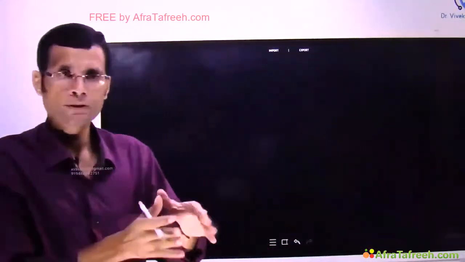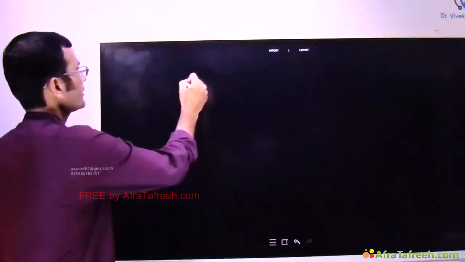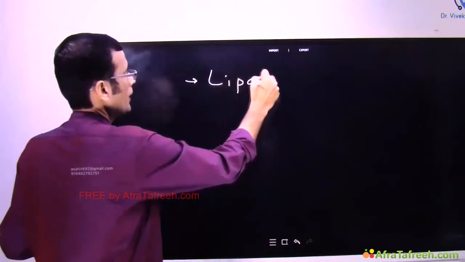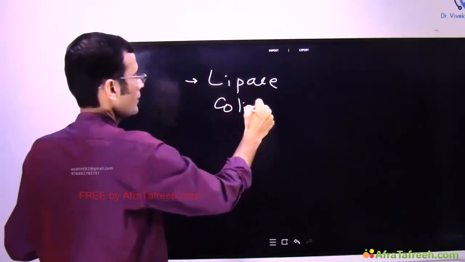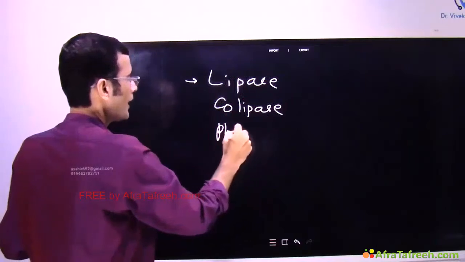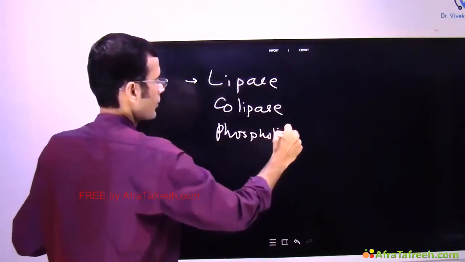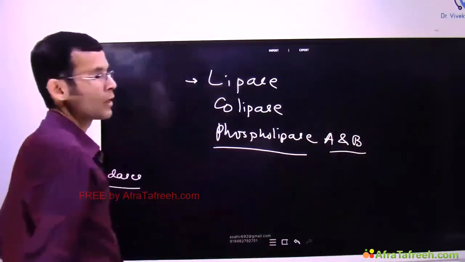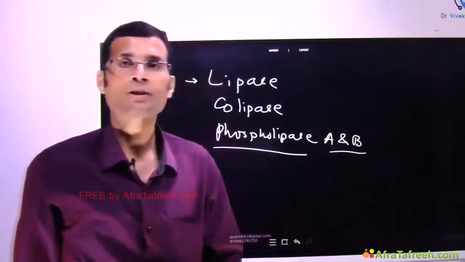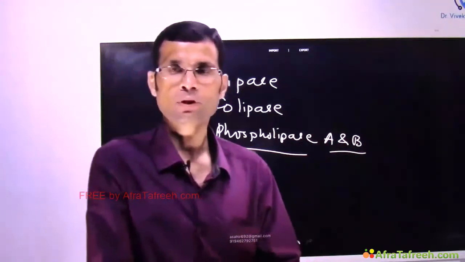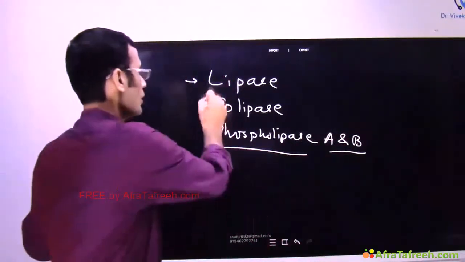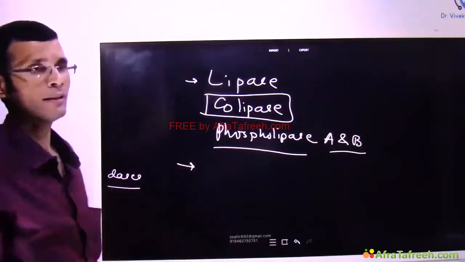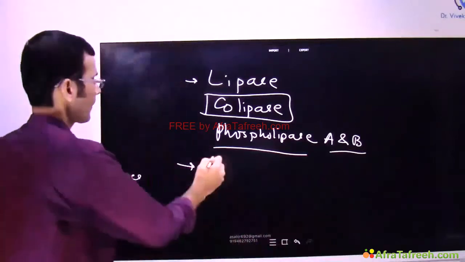Apart from trypsin and chymotrypsin, the pancreas has other enzymes like lipase, colipase, and phospholipase A and phospholipase B. What is the function of colipase? The lipase enzyme is likely to be inactivated by the bile salt molecules, and that is prevented by colipase. Apart from that, for carbohydrate digestion, there is amylase.